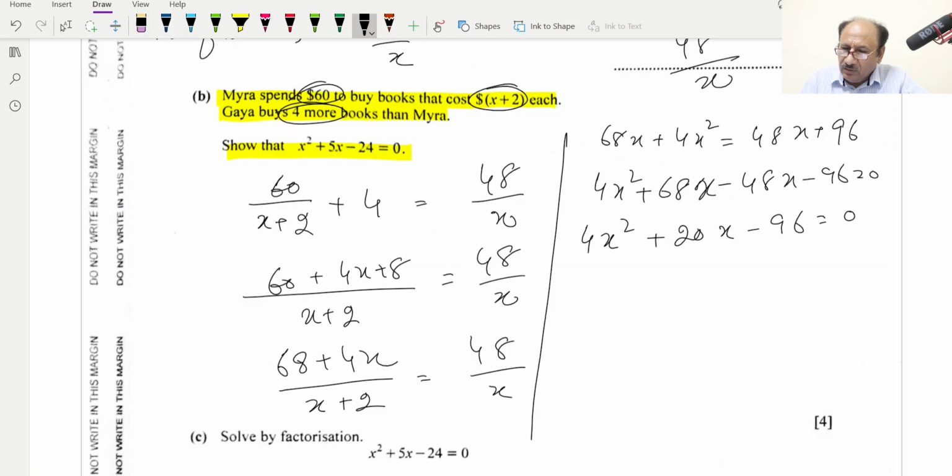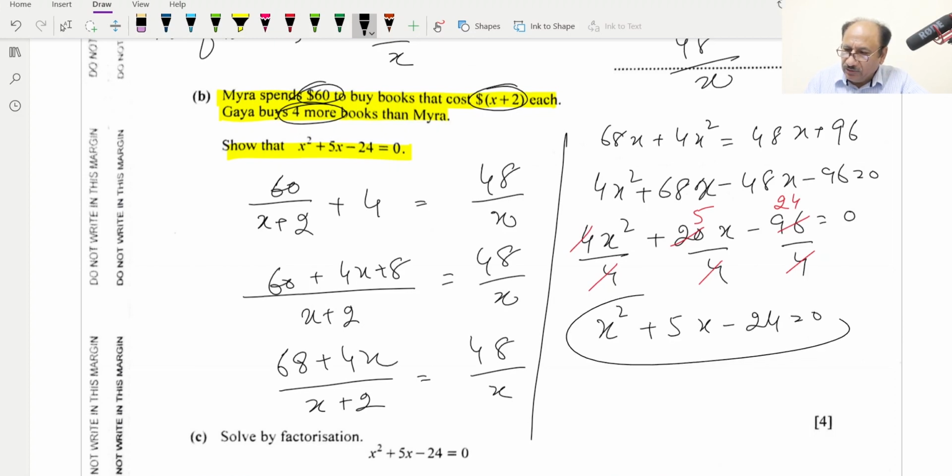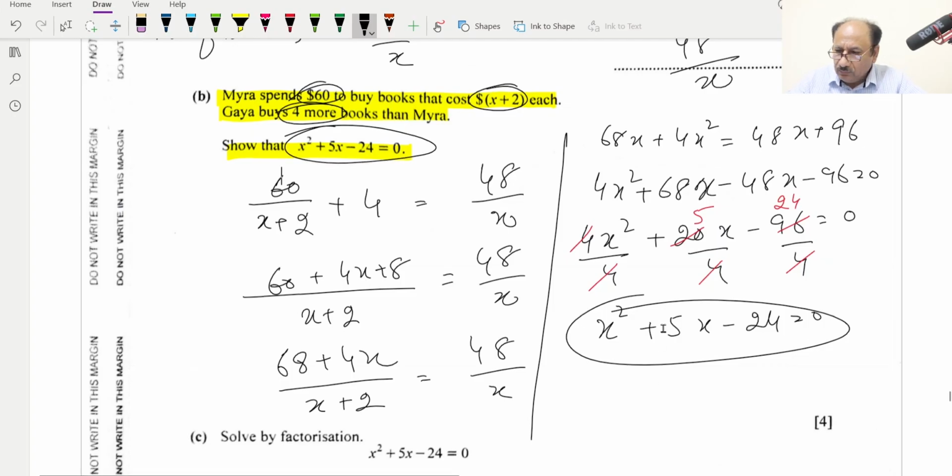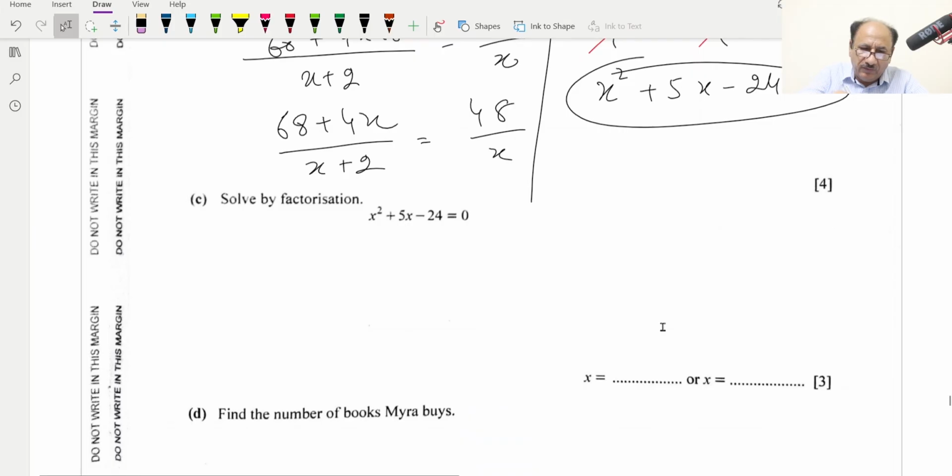We can divide everything by 4, and this will be cancelled, and this will be cancelled, and 4 2s are 8, 4 4s are 16, so the final equation will be x squared plus 5x minus 24 is equal to 0. This is the equation which we were supposed to reach. And then we have to factorize this equation.